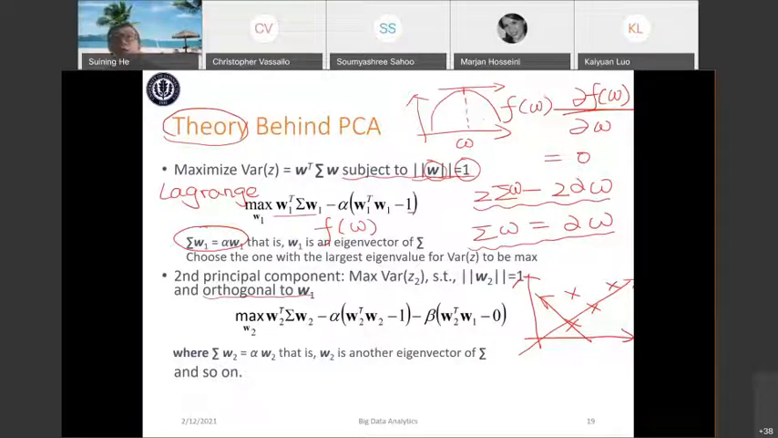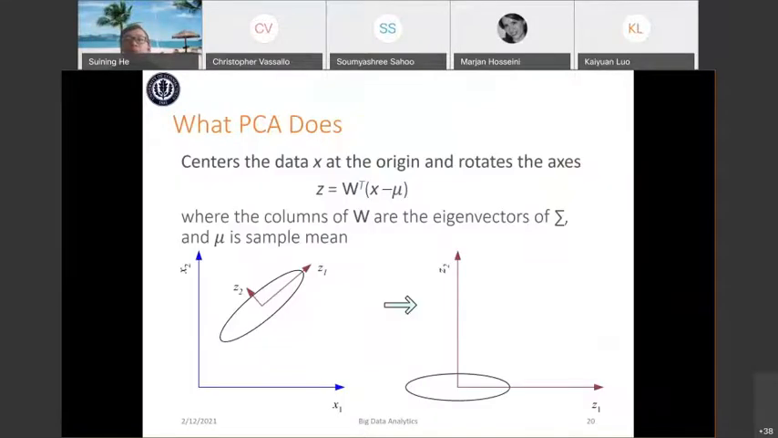It's not required, but you can feel free to check the theory and why we are using the eigenvector decomposition. So what PCA does is, first, it will center the data point X as the original.